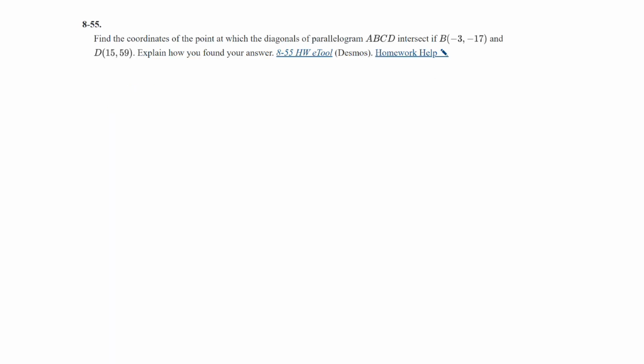Question 55. Find the coordinates of the point at which the diagonals of the parallelogram ABCD intersect if B is at -3, -17, and D is at 15, 59. So parallelogram ABCD, just to get a quick visual, A, B, C, and D. We are looking at the diagonal, especially B to D here.